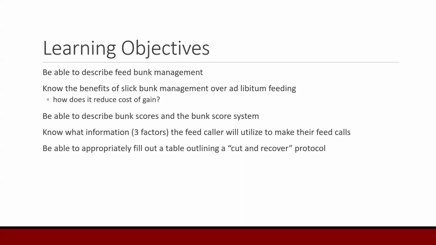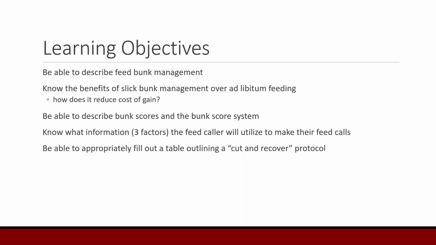I want you to be able to describe the bunk scores and the bunk score system. There are variations of these that a lot of people will use. Some will do it on a 0 through 4 basis. Some will say slick, crumbs, lots minus, lots plus, but they're all really kind of the same thing.